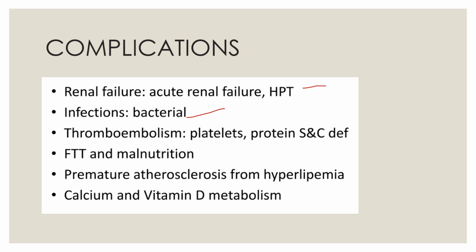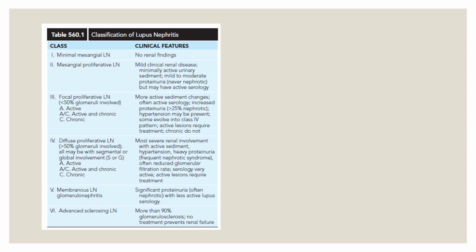It can progress to renal failure, thromboembolism because the antithrombin 3 is lost through urine, failure to thrive and malnutrition, premature atherosclerosis again from hyperlipidemia. So you have to control cholesterol in children with nephrotic syndrome, and give calcium and vitamin D supplementation.